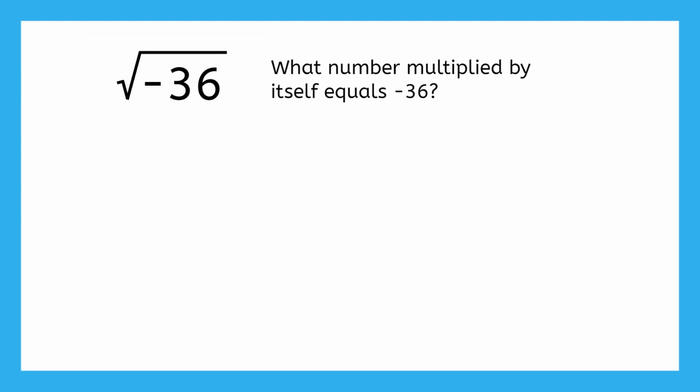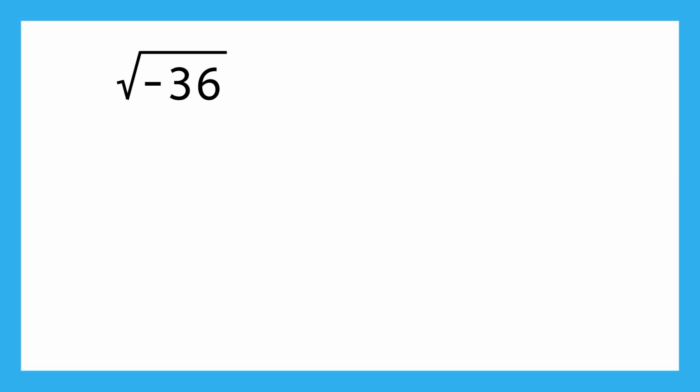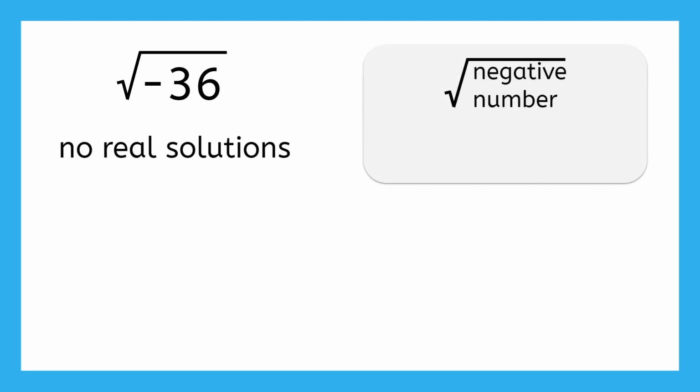Well, is there any one number that, when multiplied by itself, equals negative 36? To get a negative answer, one of the factors has to be positive while the other is negative, like positive 6 times negative 6, which are two different numbers. Since there isn't any one number that can be multiplied by itself to give us negative 36, that means the square root of negative 36 won't have any real solutions. In fact, the square root of any negative number will result in no real solutions.